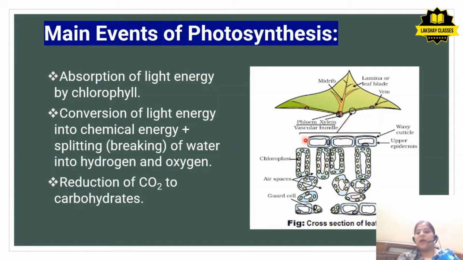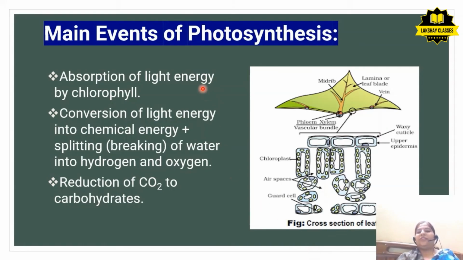This is the upper epidermis of the leaf. These are the cells which are storing the chloroplast, which has chlorophyll. The green color pigment present in chloroplast is called chlorophyll. These are air spaces, and then you can see these pores in the lower epidermis of the leaf. These pores are called stomata, which have guard cells. And through this stomata, carbon dioxide comes into the leaf and oxygen moves out of the leaf.